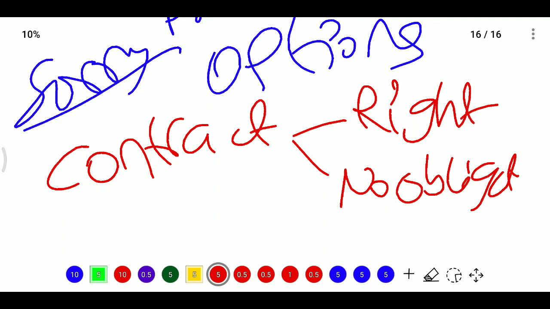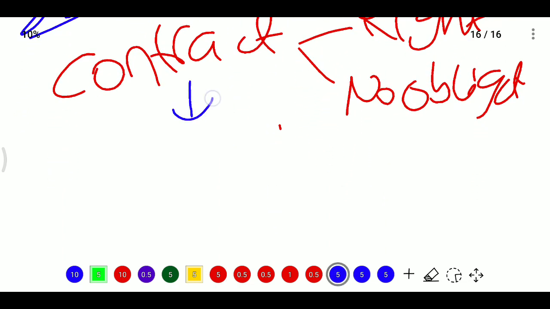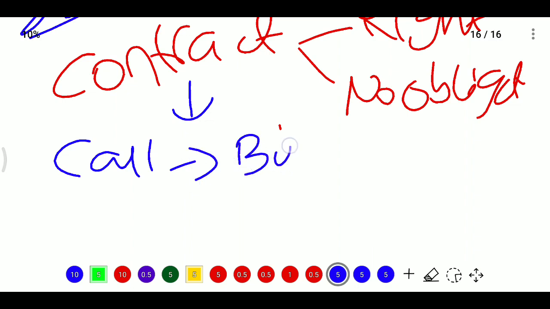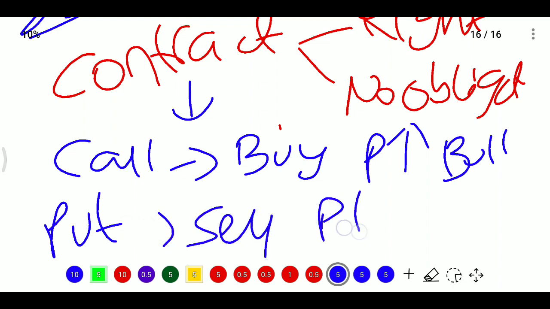An option is a contract giving the buyer the right, but not the obligation, to buy or sell an underlying asset at a specific price on or before a certain date. A call option gives the option to buy at a certain price, so the buyer is betting on the price going up, which means a bullish market. Whereas a put option gives the option to sell at a certain price, so the buyer is betting on the price going down, which means a bearish mode.